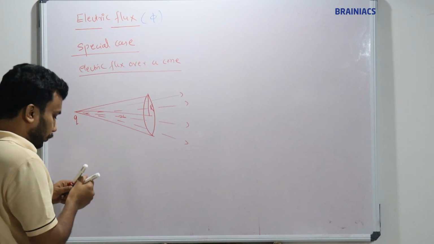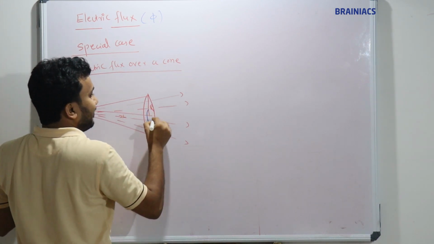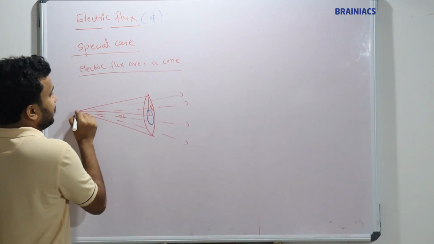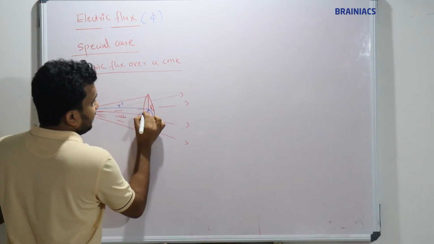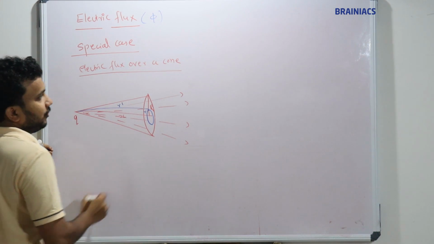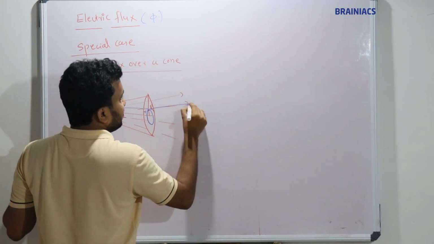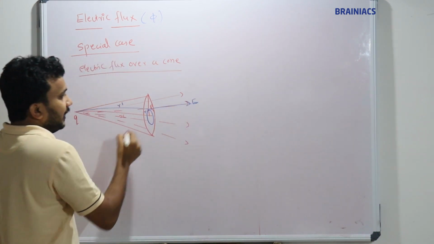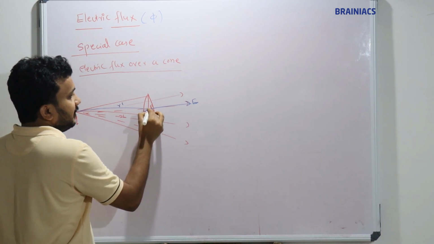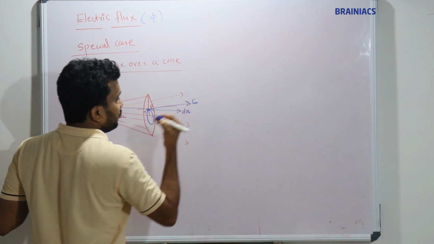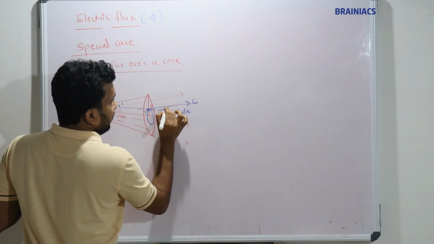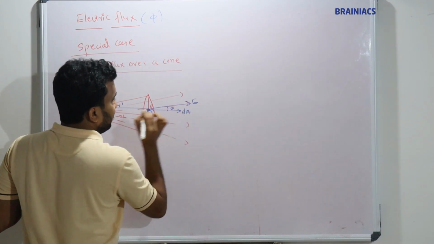So to find that, we are considering a small ring which is at a distance of r dash from here, and its radius is r. This area alone I am drawing will be here. Here this is the direction of electric field, and here I am considering a small area called dA, and the area vector is perpendicular to the surface. The angle between the area vector and the electric field is theta.